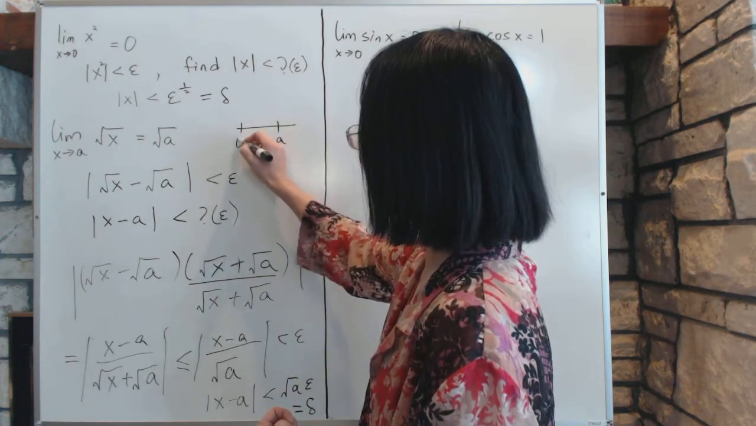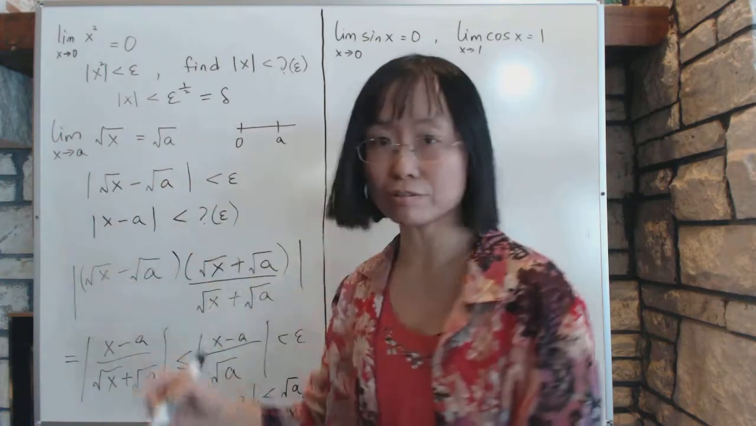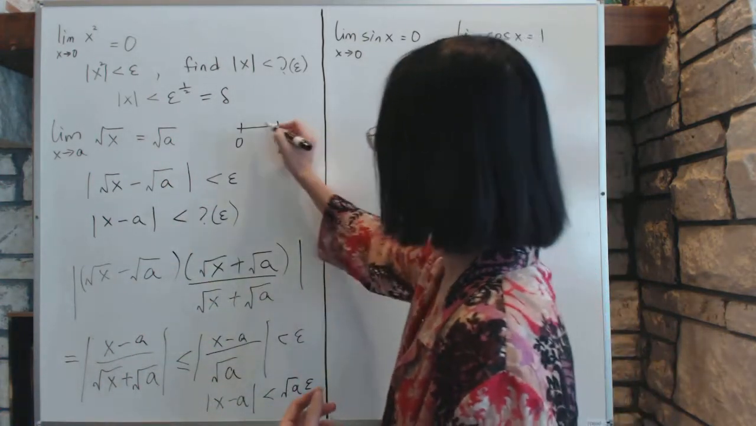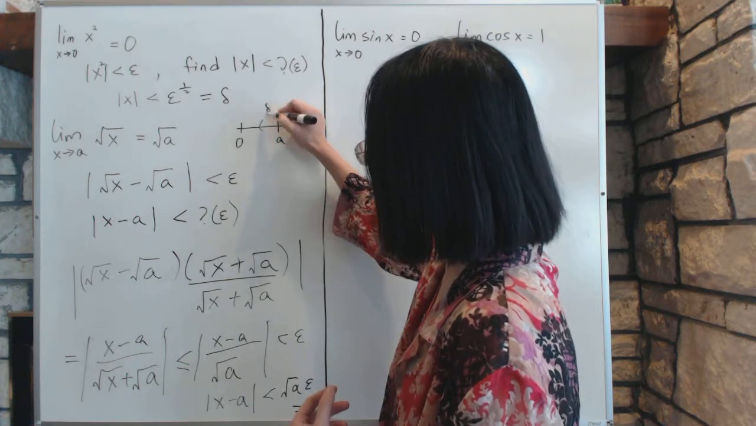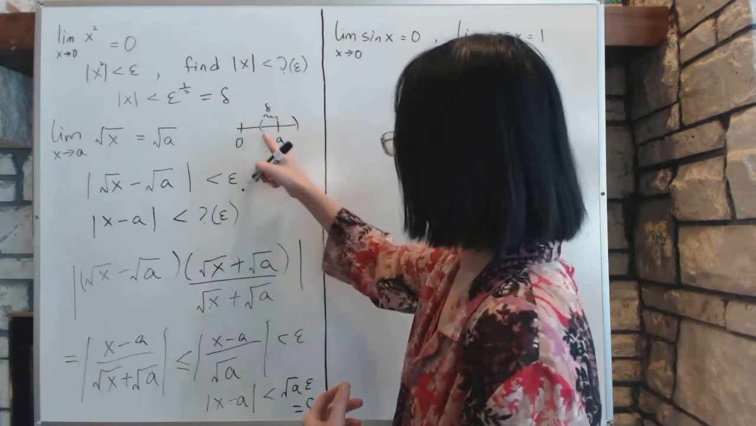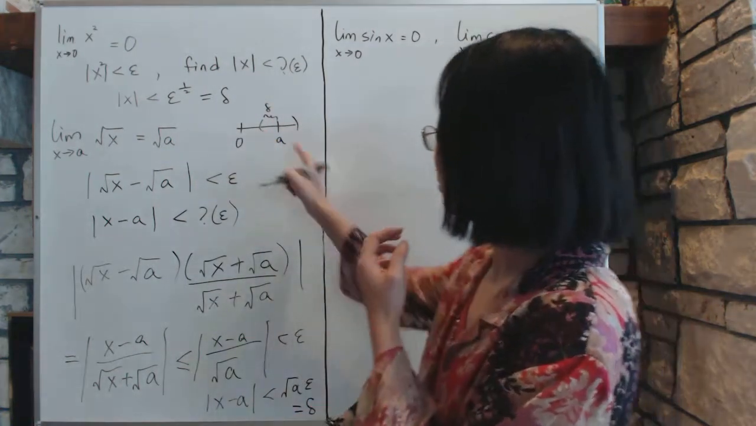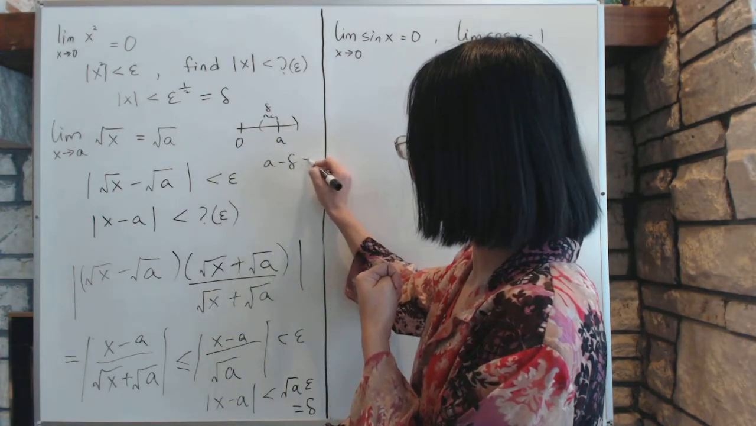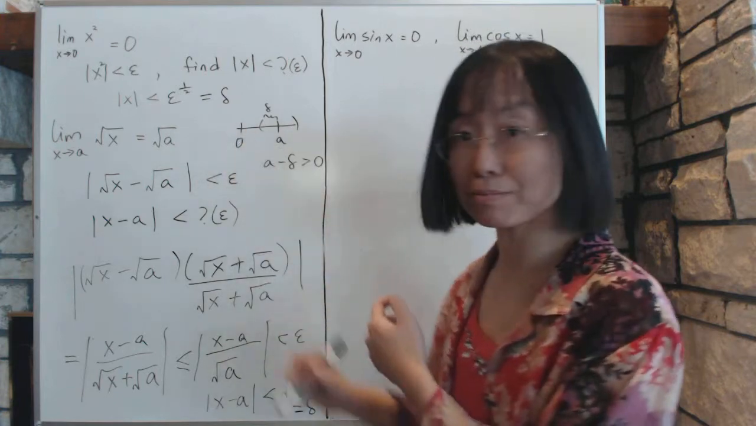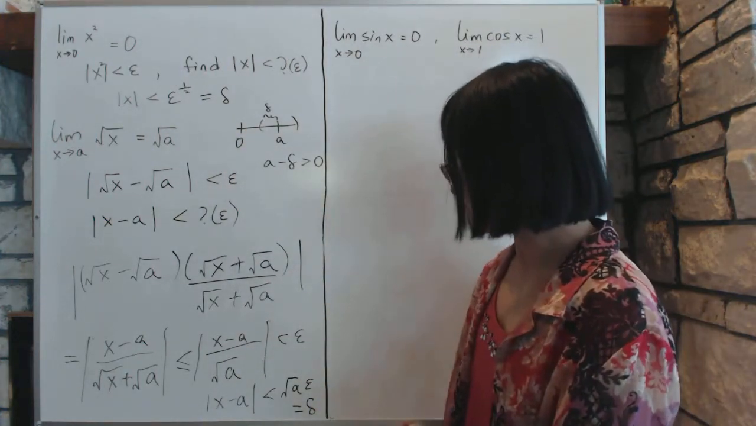And you have 0 here. And being that we're working with a square root, everything has to be positive. So you have to make sure that your delta neighborhood, this length is delta, has to stay positive, which means that a minus delta has to be bigger than 0. Otherwise nothing makes sense. So that's the other condition.